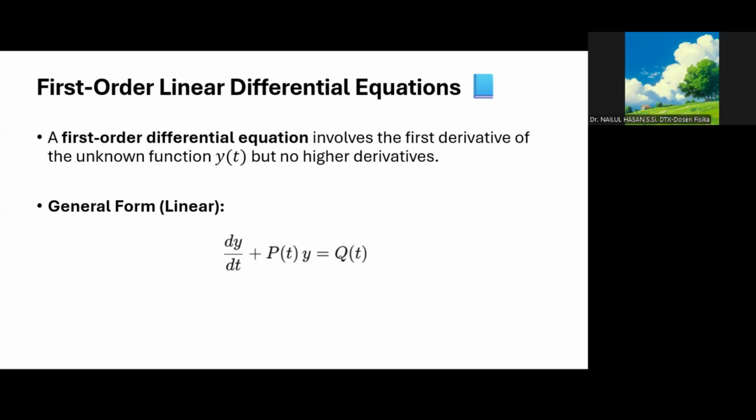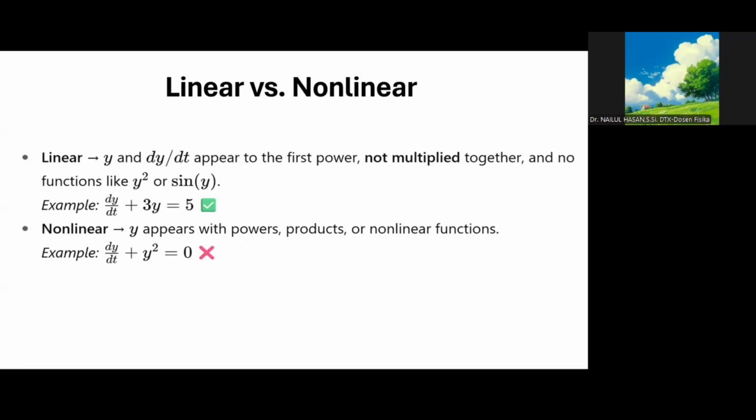A first order differential equation involves the first derivative of the unknown function y(t), a function of time, but no higher derivatives. The general form is here, linear. So we don't have a quadratic of y or more than that. We have a function of y here, and y is to the power of 1 only. Why focus on linear? Because they are easier to solve.